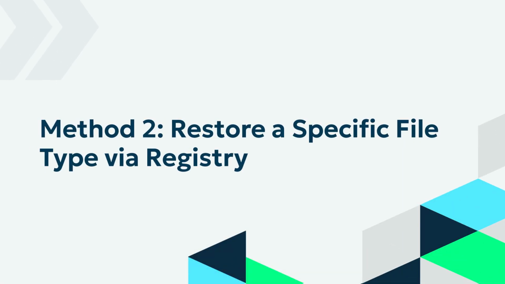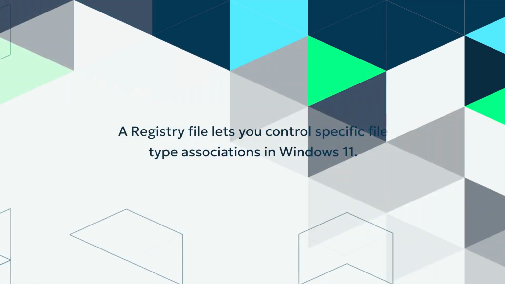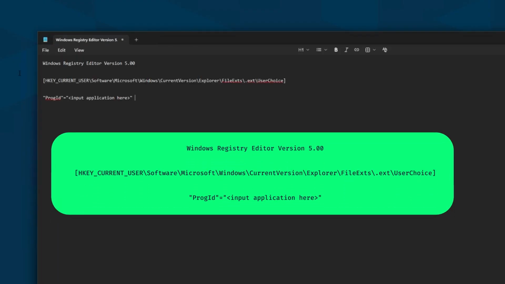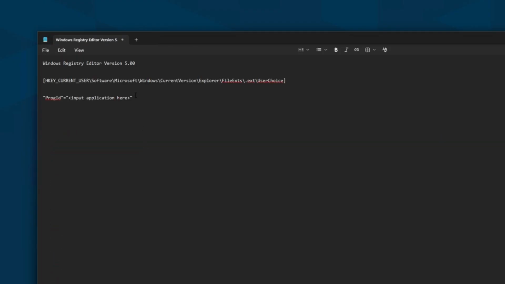Method 2. Restore a specific file type via Registry. A registry file lets you control specific file type associations in Windows 11. First, create the .reg file. Open Notepad and paste the following. Replace .ext with your file extension, like .pdf, and enter the right app ID, for example.